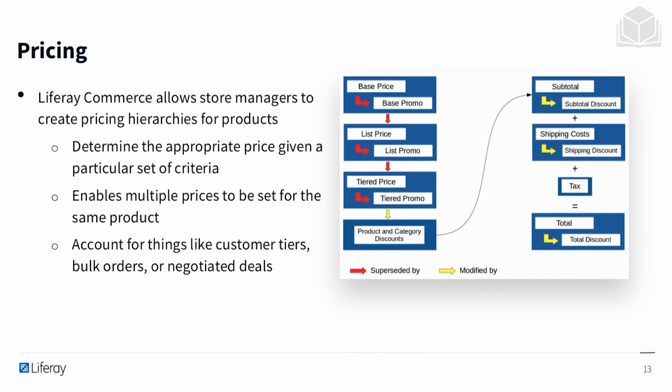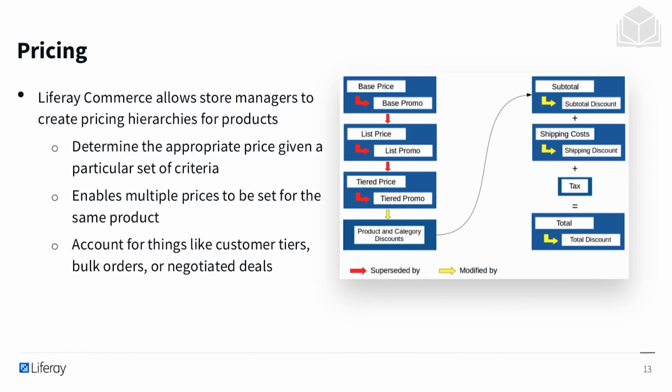So on the left-hand side of the diagram, we have 3 superseded by pricing components. So this is base price, list price, and tiered price. So as you can see, the list price supersedes the base price, but then tiered price supersedes the list price.